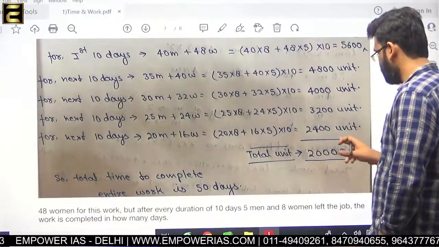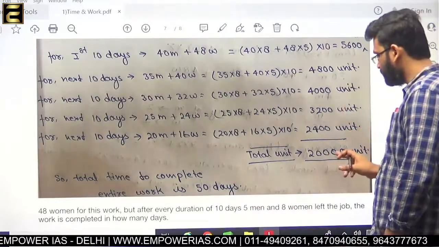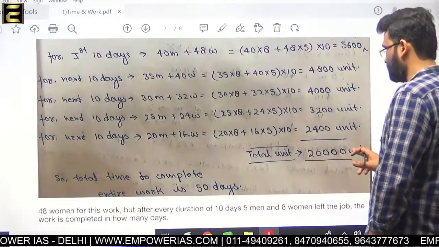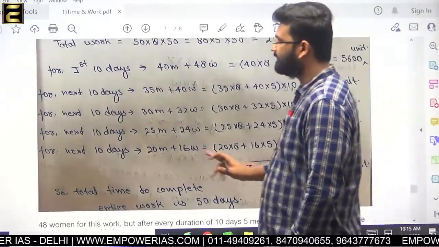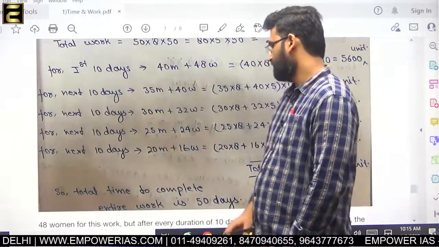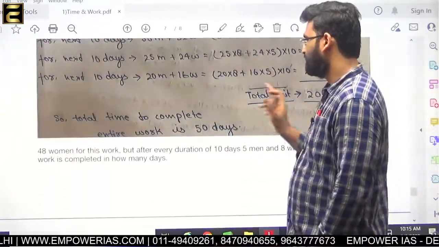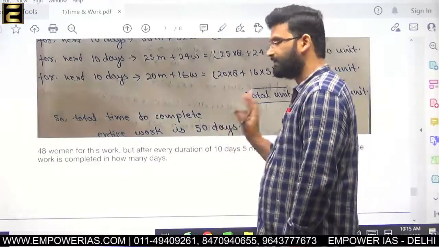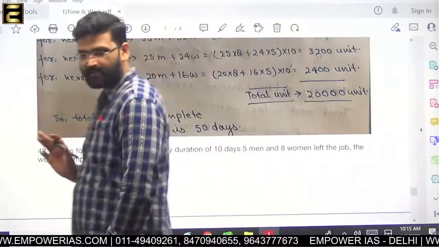By the time we reach here, the total unit of work which is done is 20,000. It means that how many days total they take? 10, 20, 30, 40 and 50. So total number of days or time required to complete the work is 50 days. क्वेश्चन समझ में आया कि नहीं?